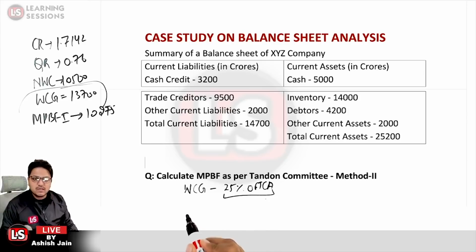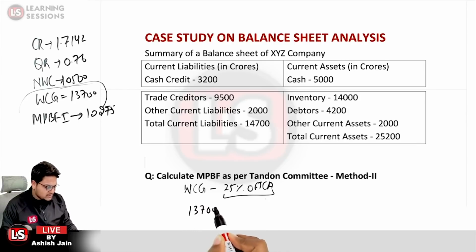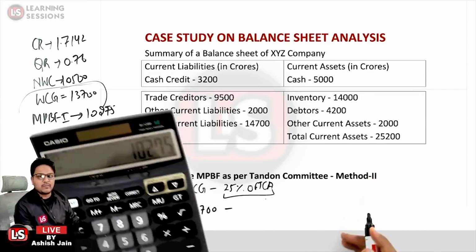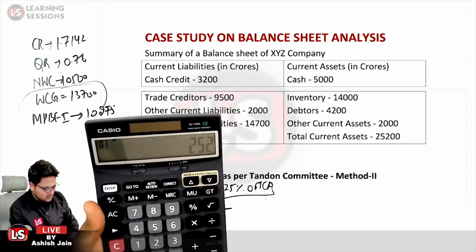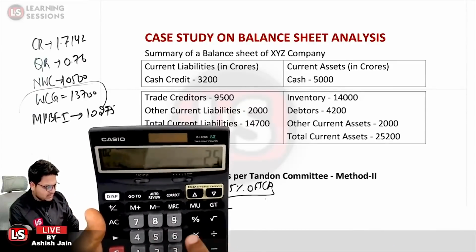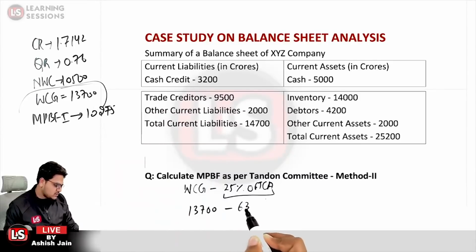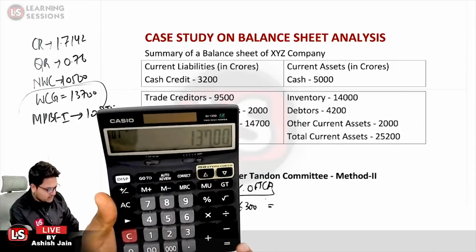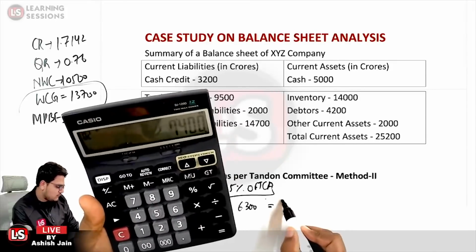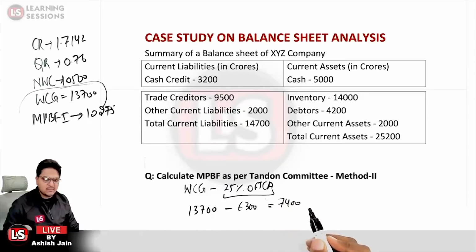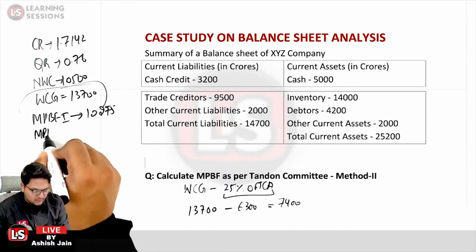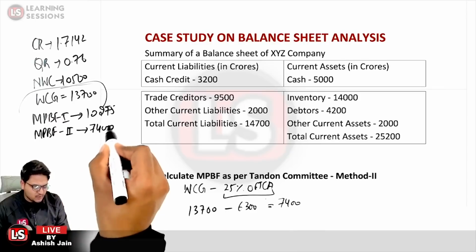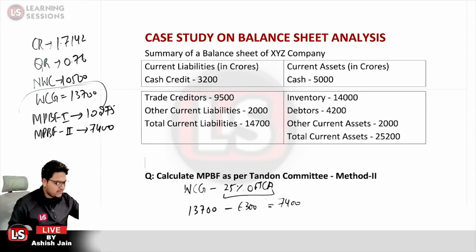Okay. So WCG is 13,700 minus 25% of the total current assets. That is 25,200 into 25%, which is the margin that is to be maintained. That is 6,300 is the margin over here. And what is the maximum amount which can be sanctioned as per method 2? 13,700 minus 6,300 comes out to be 7,400. So 7,400 over here is the maximum amount which can be financed. So MPBF method 2, the maximum amount which can be financed is 7,400 crore. Is that clear?